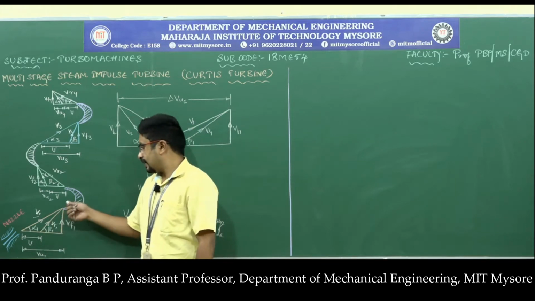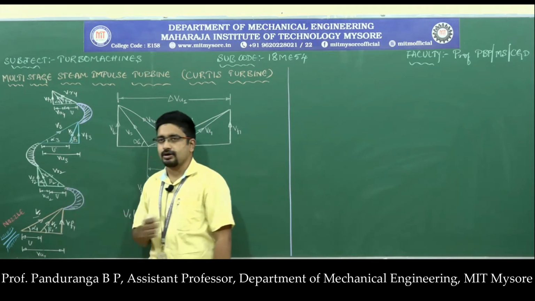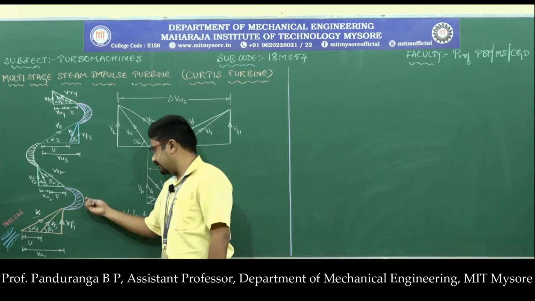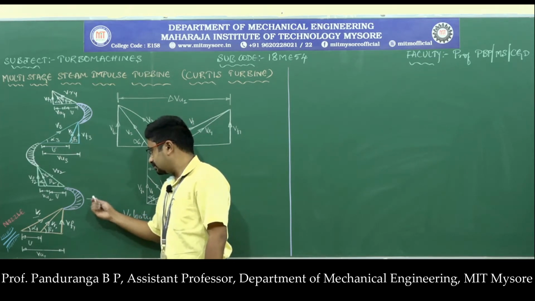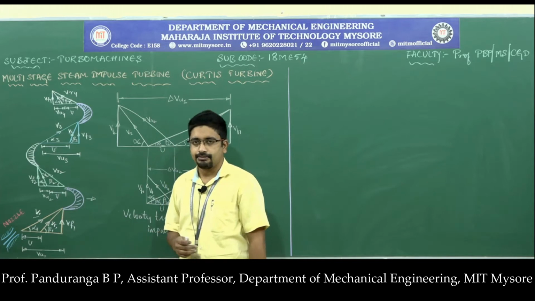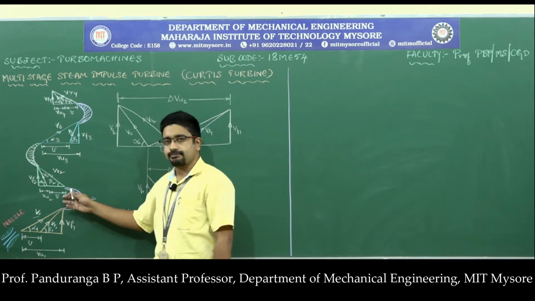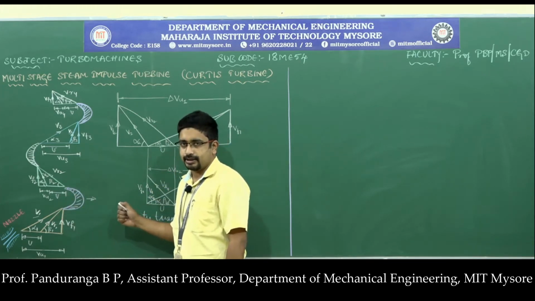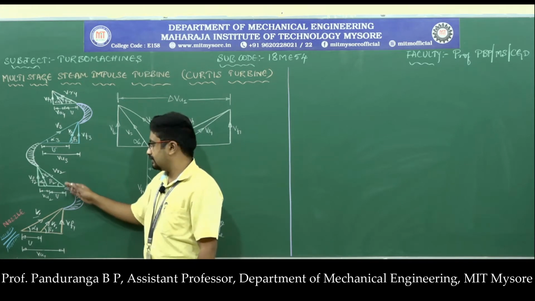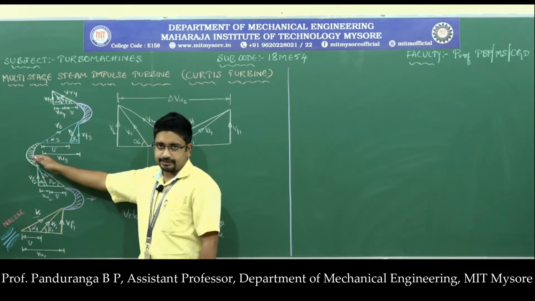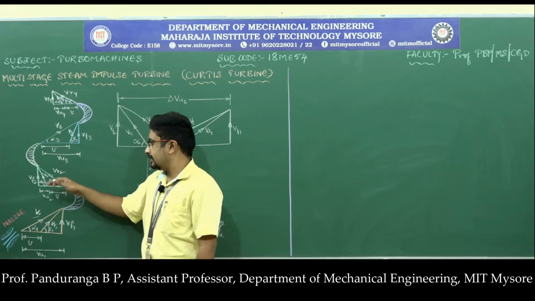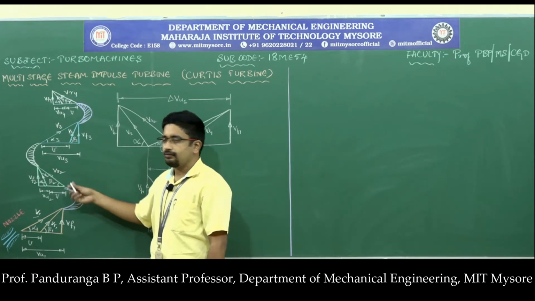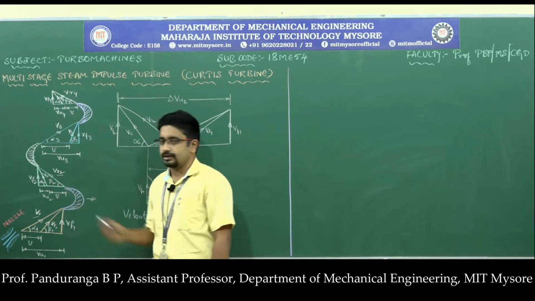Then the steam passes through the first row of moving blade. The blade is moving in this direction. This is the direction of motion of the blade. Then some part of the kinetic energy will be absorbed by the blade, and the remaining steam enters the fixed blade. The steam is leaving the moving blade with a relative velocity of Vr2.